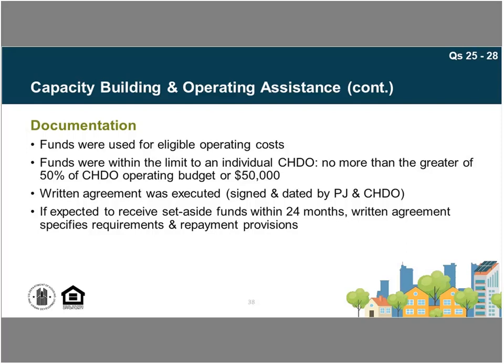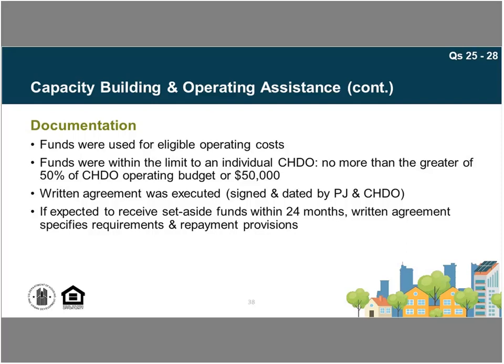We need to make sure that the amount of funds that are provided are no greater than either 50% of their operating budget or $50,000. Many of you who are providing operating assistance have set limits that are lower than that. So if you've made some particular program design decisions, you need to make sure that you are consistent with that. The written agreement would be part of that documentation, fully executed by both the PJ and the CHDO.